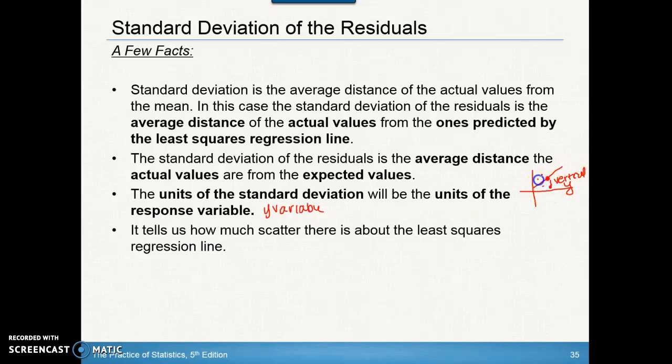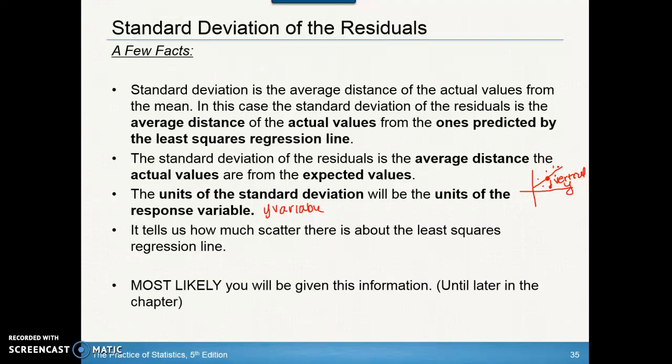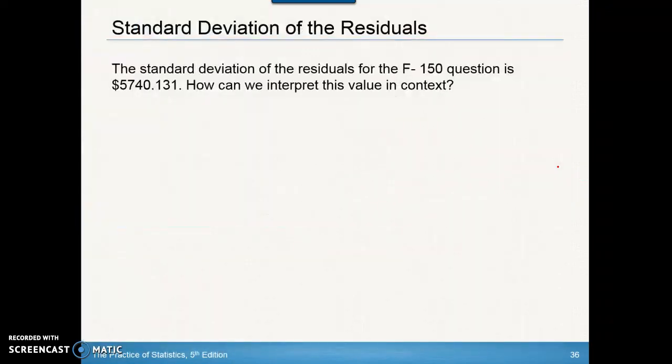So is there a lot of distance between your residuals and your least squares regression line, or is there not very many? Most likely you will be given this information until a later chapter. Basically, it's checking to see how far off our predictions are. Are they off by a lot or just by a little bit? Let's take a look at this example.